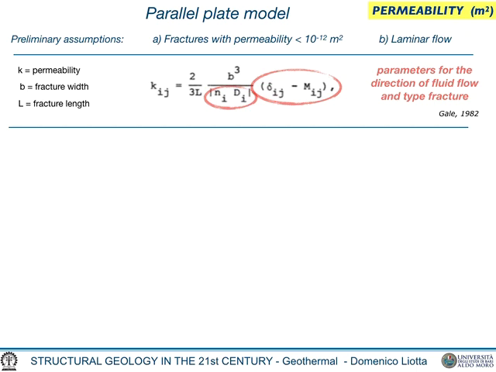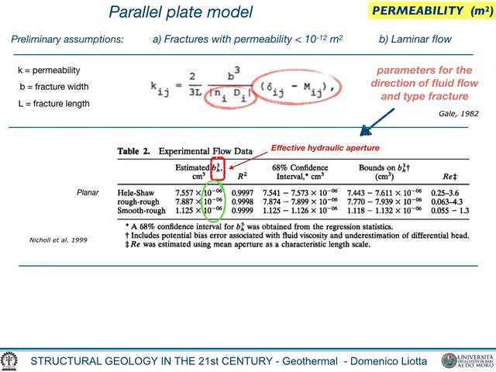So the relationship between permeability and fractures is given by this equation proposed by Gale, and you see that the included parameters are fracture width and length, plus other parameters for the direction, fluid flow, and type of fractures. This group of parameters was studied by Nicole et al., who suggested that those values are in the range, you see, 10 to minus 6. This is quite important for us because this order of magnitude remains the same even if the fracture is planar or rough or smoothly rough.